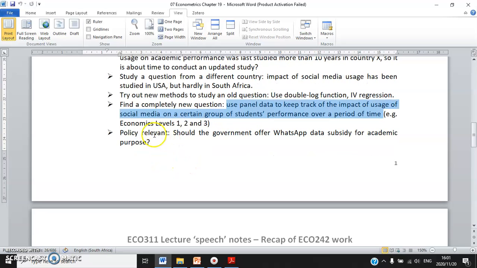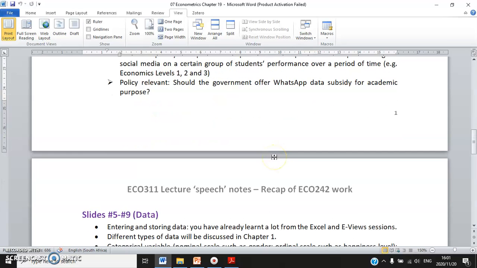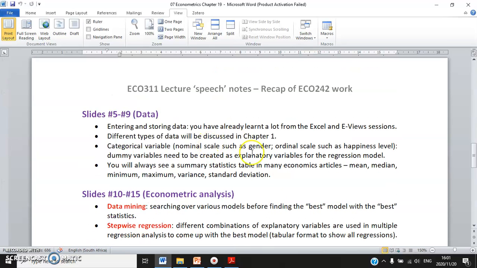Policy relevant: maybe from your research study, after adding the WhatsApp explanatory variable with the results, in the policy section I can suggest something. Oh, should the government offer a WhatsApp data subsidy for academic purposes? Just like the suggestions on making eComfort zero rated in terms of downloading materials from eComfort. Should it be zero rated? As long as we use it for academic purposes.